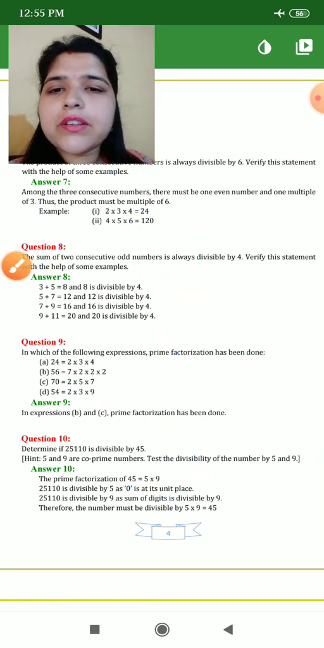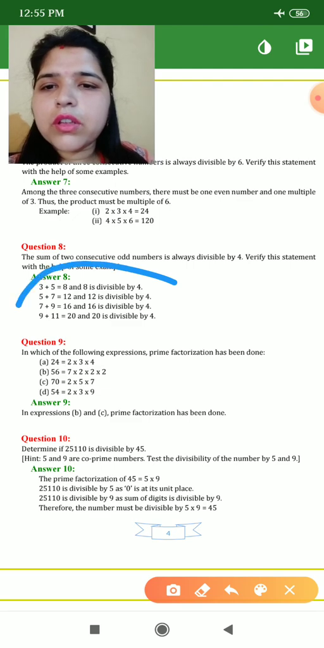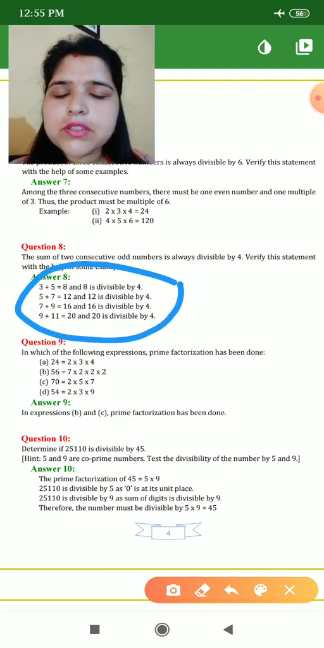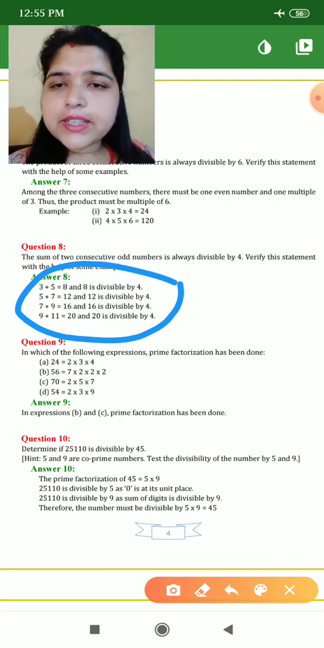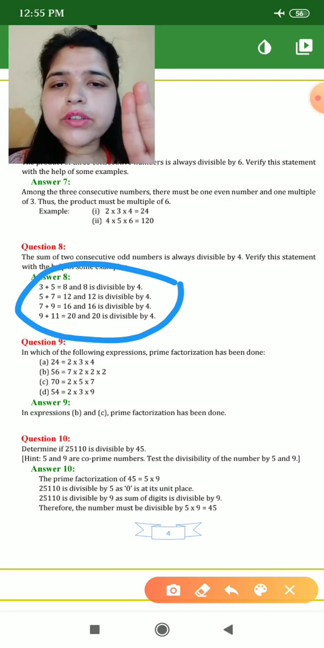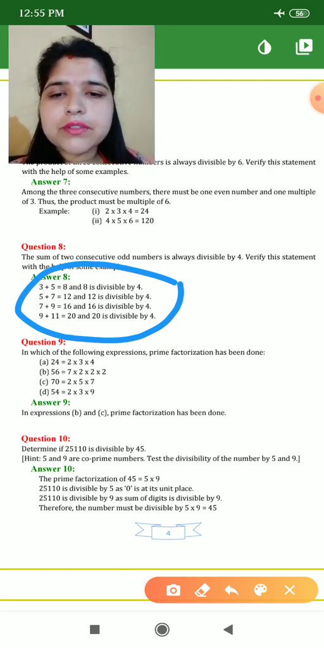So we will write the statement like this. 5 plus 7 is equal to 12 and 12 is divisible by 4. These are the odd numbers. Like they have taken 3 plus 5 is equal to 8 and 8 is divisible by 4. So you have to add any two odd numbers and the sum should be divisible by 4. If it holds this property, then the statement is true for all the numbers which you are writing.